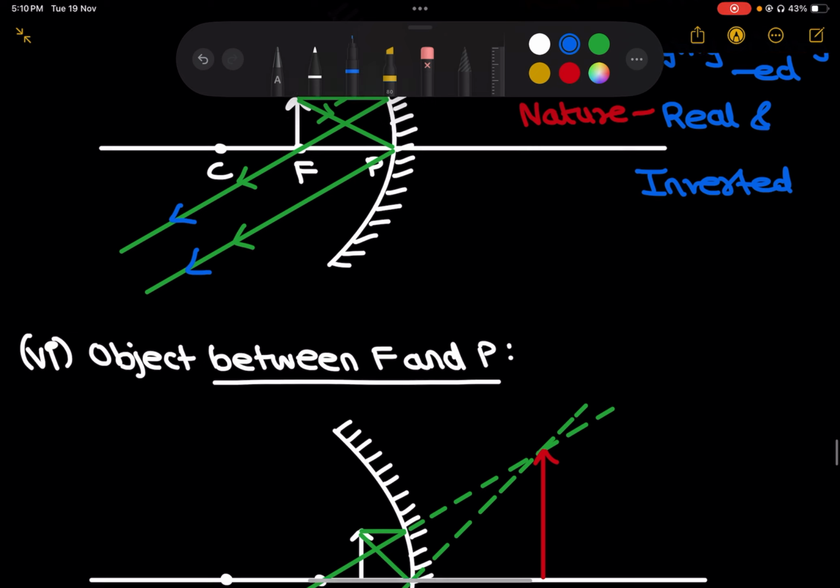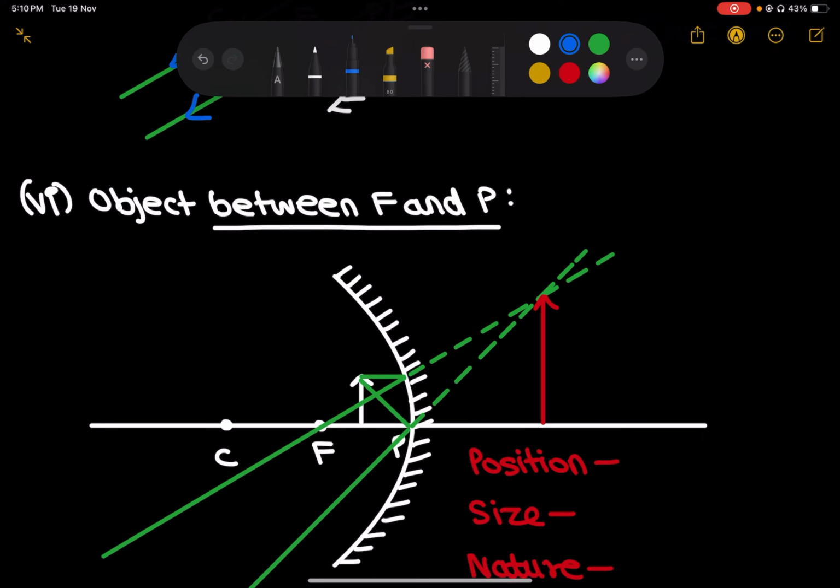Now, the sixth, last case. This is an interesting case. This is very interesting. Until now, all the images were real and they were inverted. Now, in this case, let's see what happens.